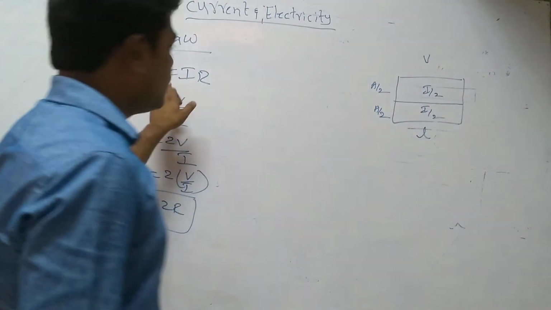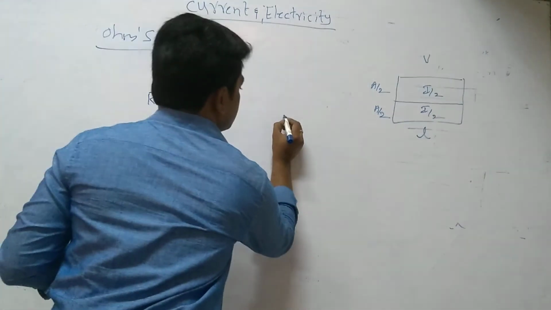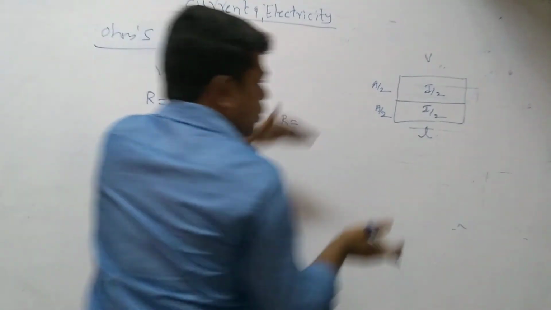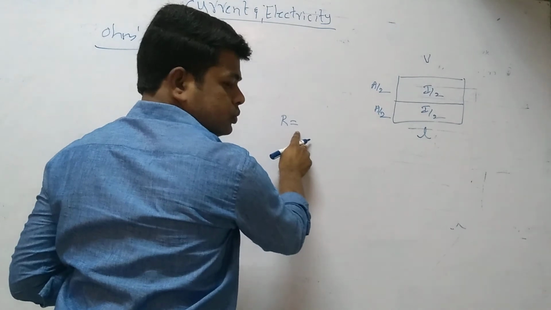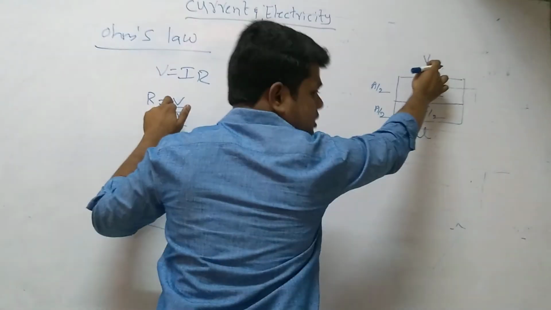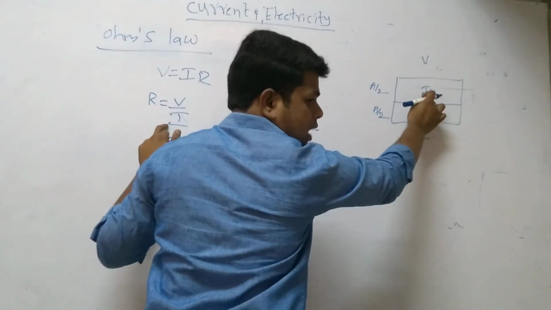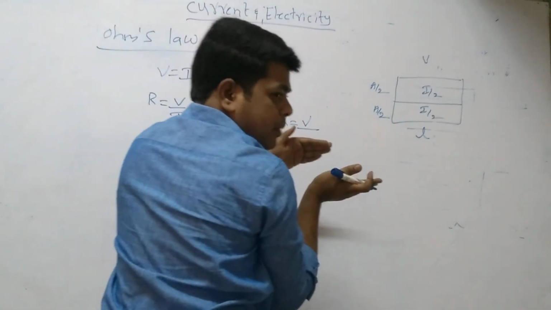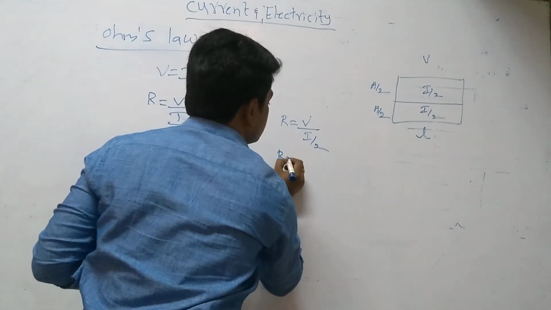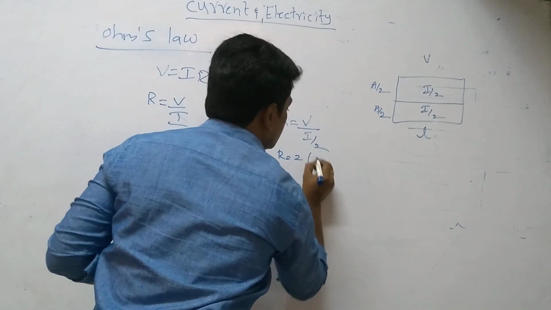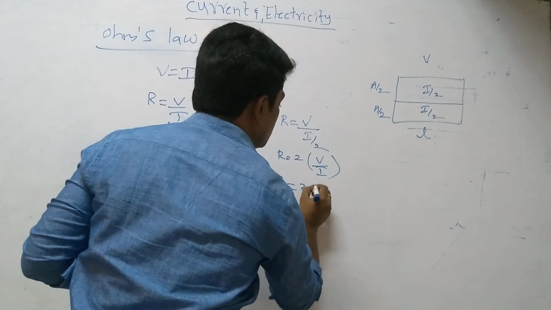Now apply Ohm's law. Then R is equal to, let's say only half of the slab now. What is the V value? V is the same, V. What is the I value? I is I by 2. We are only taking half of the slab now. So V by I by 2. Then R is equal to 2 into V by I. Then R is equal to 2R.